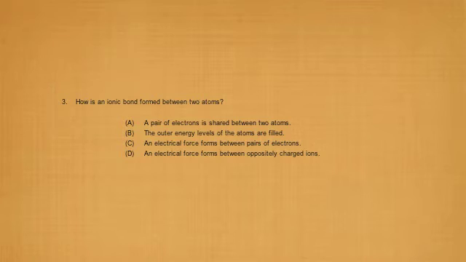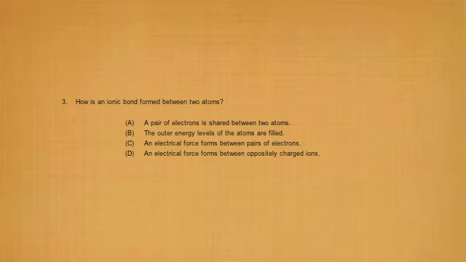So here we move on to our third question, which says how is an ionic bond formed between two atoms. Now if you read the first option, it says a pair of electrons is shared between two atoms. This is not how an ionic bond is formed. The requirement is that there should be oppositely charged ions, which basically means that there should be one positively charged ion and one negatively charged ion.